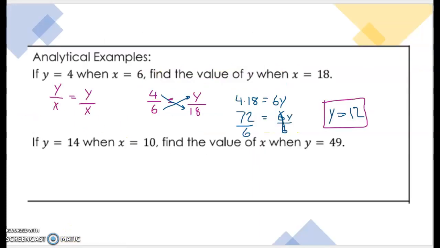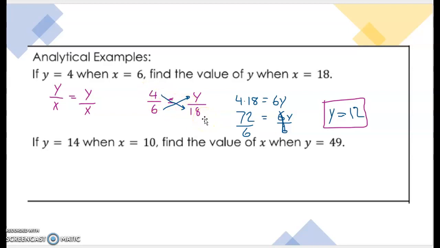Moving on, here's an example. Make sure you're getting this in your notes. We have y's and x's in this example, so I went ahead and set up my ratio. Y over x equals y over x, and so then I'm gonna fill that in. My first y is 4. And the x that goes with it is 6. Then find the value of y when x equals 18. So I put y over x equals y over x. And so then we cross multiply.